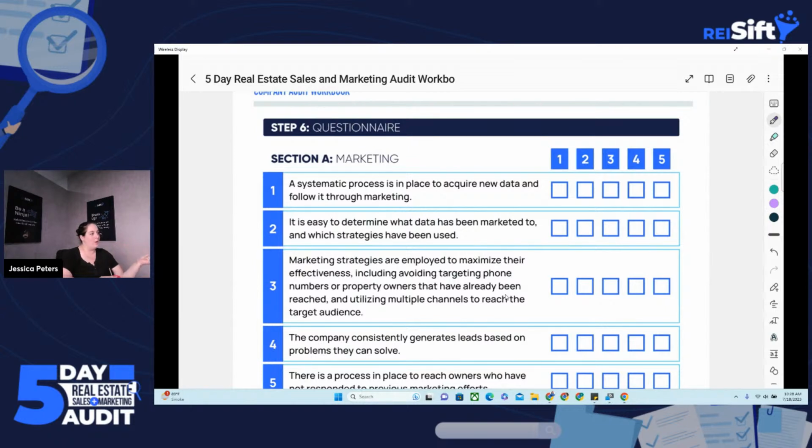So you have a process in place to acquire it. And then you have a system up until marketing. That means you have a way to view it, look at it, know it's been marketed to. You can skip trace it and not waste money skip tracing it.